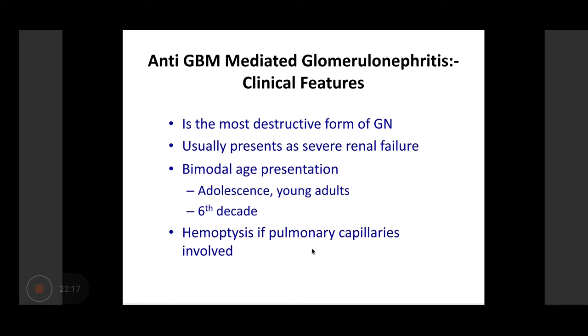Now, this anti-GBM glomerulonephritis is one of the most destructive forms of glomerulonephritis and has a very poor prognosis. Patients usually present with severe renal failure. In a bimodal age of presentation, one group presents in adolescents and young adults, and the second group presents around 60 years. The anti-GBM disease can also involve the pulmonary capillaries, in which case the patient can also show features of hemoptysis.